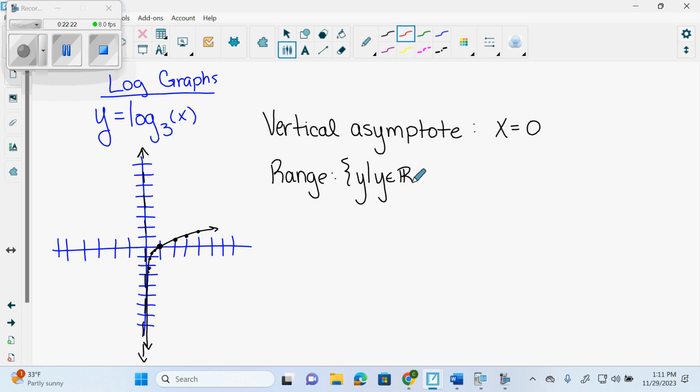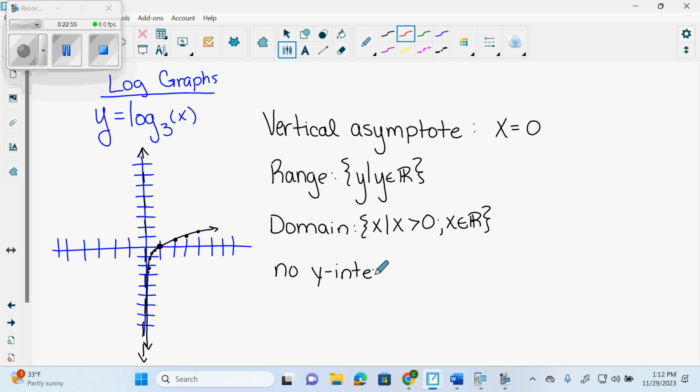Exponential had a domain of all reals, so we have a range of all reals. Exponential had a range of y is greater than 0. What does this have? A domain of x is greater than 0, not equal to. Exponential had no x-intercepts. What does log have? No y-intercepts. And this one has an x-intercept at (1, 0).